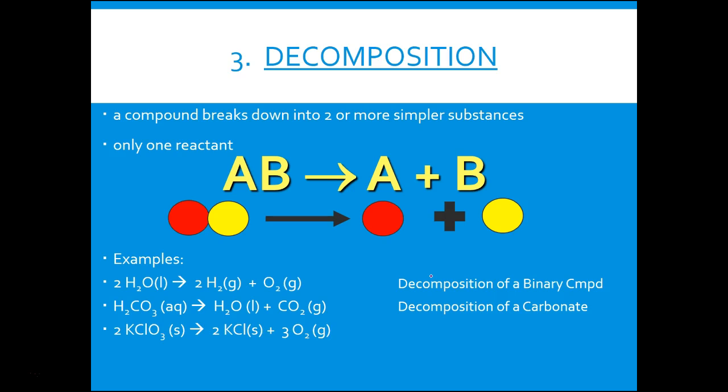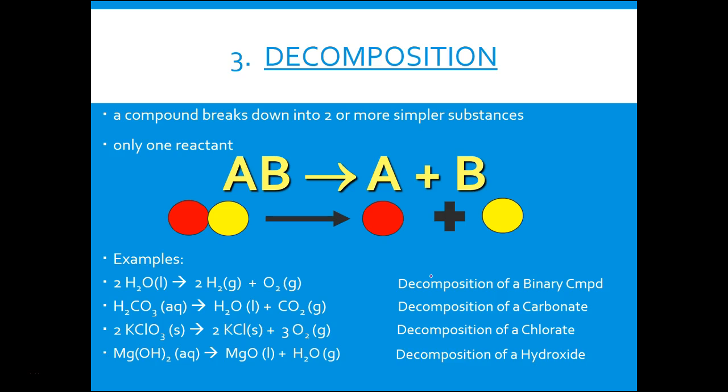Chlorates, like potassium chlorate. If I heat potassium chlorate, I'm going to give off oxygen gas, and I'm going to keep potassium chloride, which is a salt. So decomposition of a chlorate always produces oxygen and the chloride salt. Hydroxide, if I have magnesium hydroxide and I heat it up, I'm going to get magnesium oxide and water in gaseous form. And this always happens when we have the decomposition of a hydroxide.